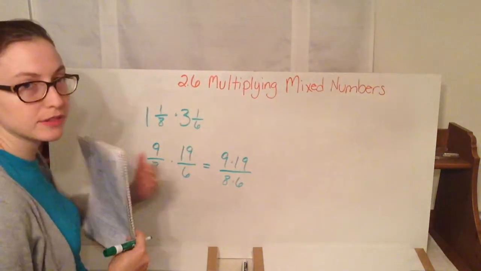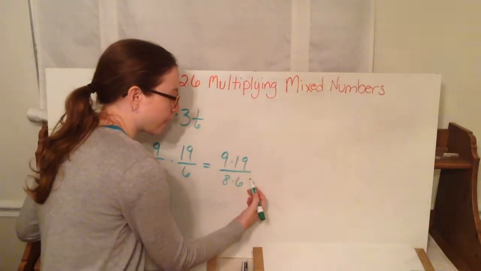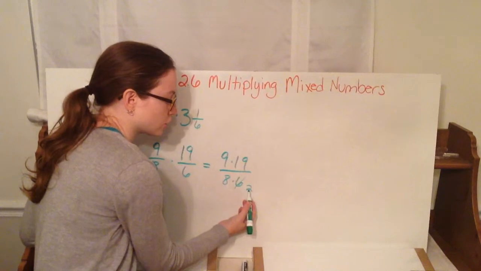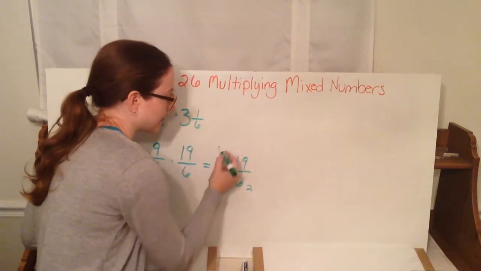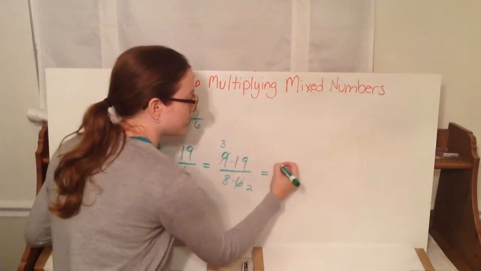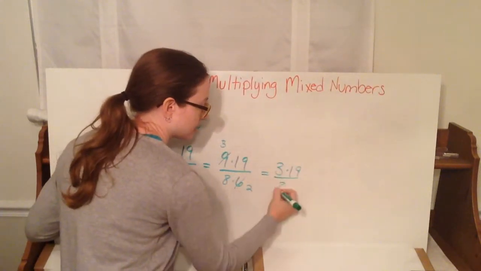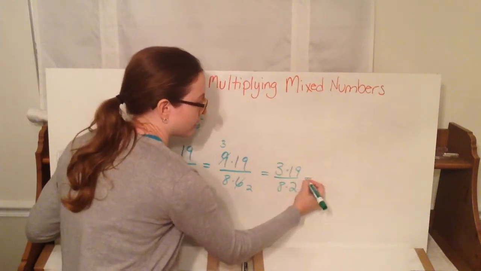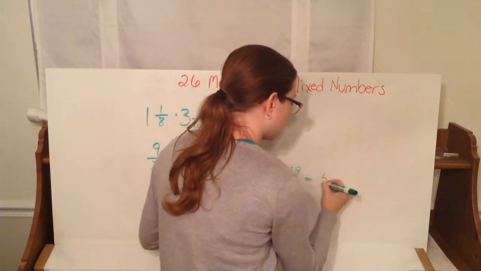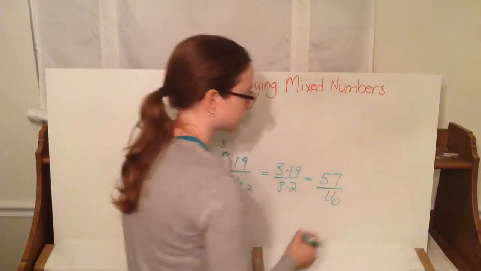And now we do have something that can reduce. A 9 and a 6 both have a factor of 3 in them. So this, when I divide by 3, gives 2. When I divide this by 3, I get 3. So when I rewrite it, I have 3 times 19 over 8 times 2. 3 times 19 is 57. 8 times 2 is 16.